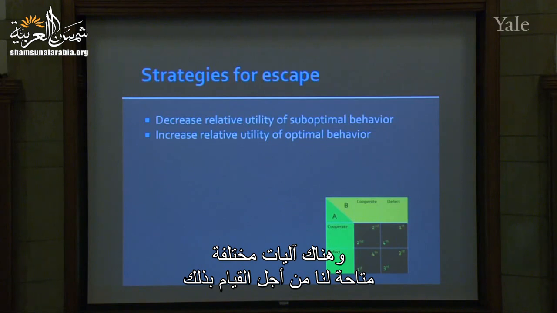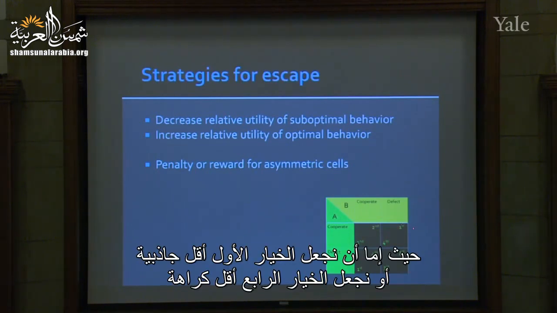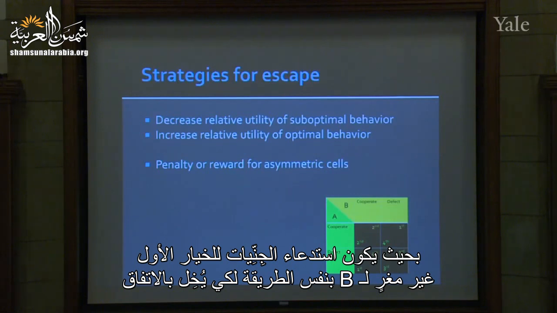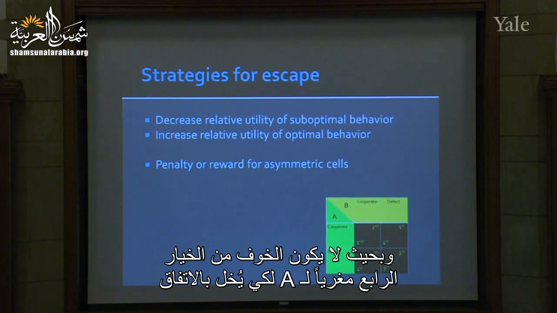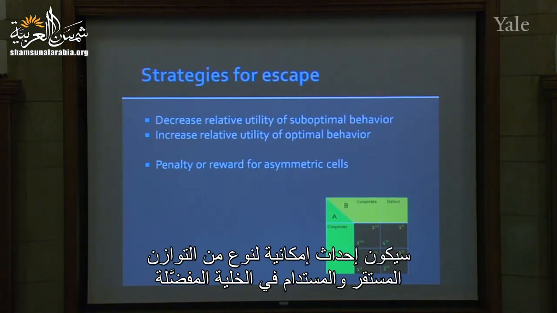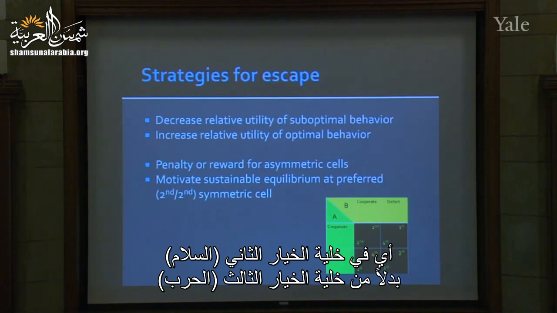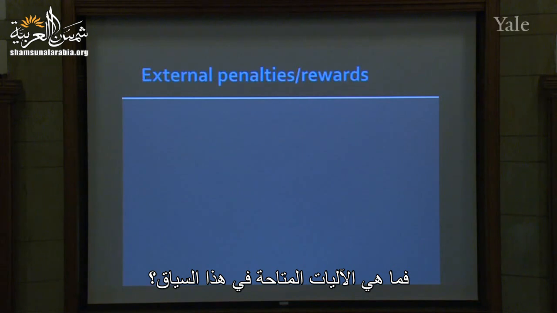So we have various mechanisms that are available to us for doing this. We can introduce some sort of penalty or reward for the asymmetric cells in a way that will either make the one less appealing or the four less repulsive, so that the siren call of the first choice doesn't beckon B in the same way to defect, and the fear of the fourth choice doesn't beckon A to defect. The result of having done this will be to create the potential for some sort of stable, sustainable equilibrium at the preferred cell, at our 2-2 rather than our 3-3. So what sort of mechanisms are available in this context?